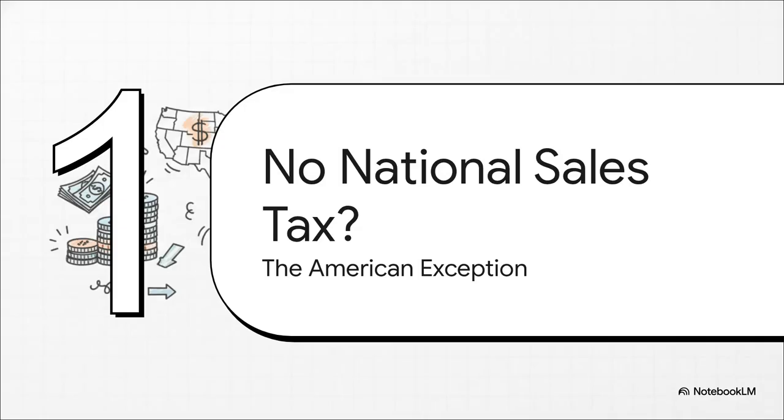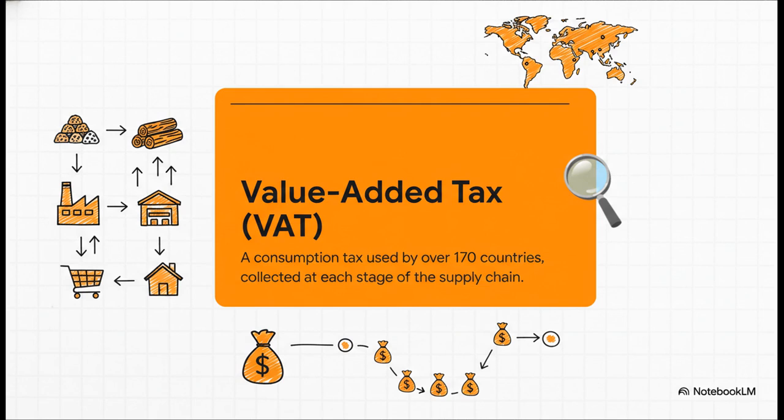All of this complexity, the 12,000 jurisdictions, the patchwork of rules, the weird exceptions, it just begs one huge question. Why doesn't the US just simplify things and create a single national sales tax like most of the rest of the world does? See, the global standard is something called a value-added tax, or a VAT. Over 170 countries use it.